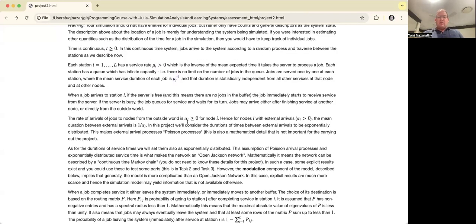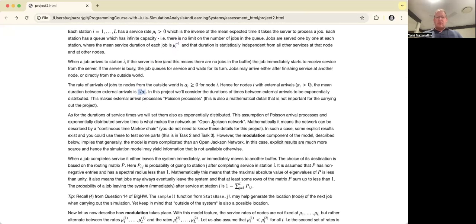Now, the rate of arrivals from the outside world is alpha. Even though in an amusement park you enter through the main gate, here you can think of it as arriving from the outside world and going to some arbitrary server or ride I. So alpha I can be 0. That means there are no arrivals from the outside world, but we must have alpha I positive for at least one. Okay. So the mean time between arrivals from the outside world is again the inverse of alpha, alpha I to the -1.